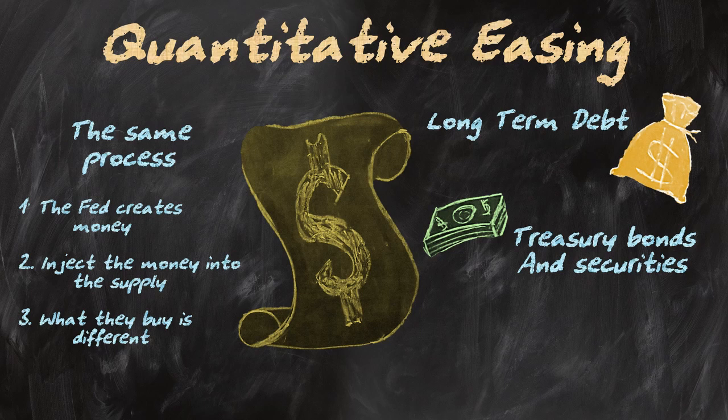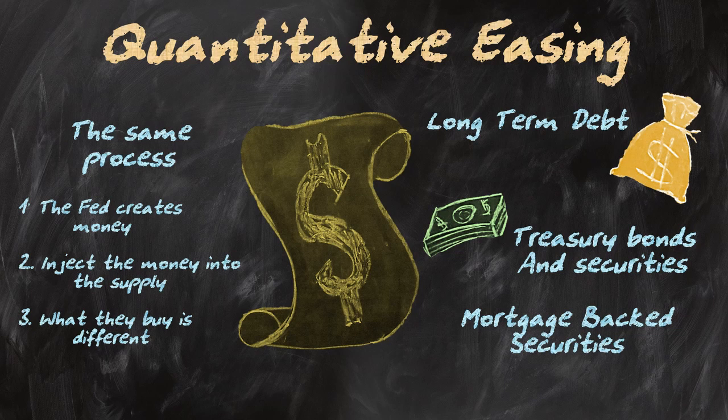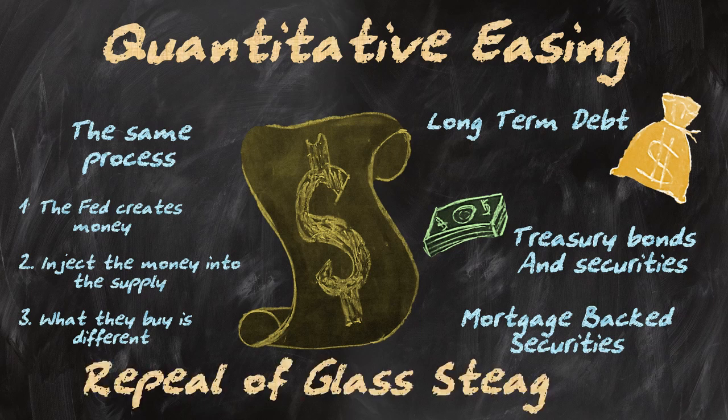They can also buy some different things from the private sector. One example would be mortgage-backed securities. This is the thing that caused the financial crisis of 2008. This, and then some other compounding effects, is these mortgage-backed securities. And a lot of that also had to do with the repeal of the Glass-Steagall Act.